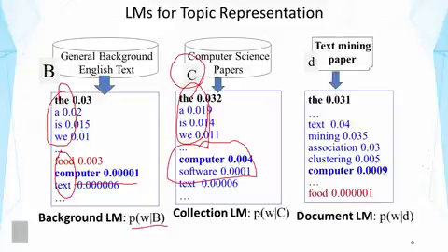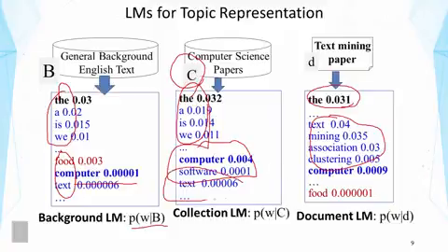We can look at even a smaller text. So in this case, let's look at a text mining paper. Now if we do the same, we have another distribution. Again, "the" can be expected to occur on the top, but soon we will see text, mining, association, clustering. These words have relatively high probabilities. In contrast, in this distribution, text has a relatively small probability.